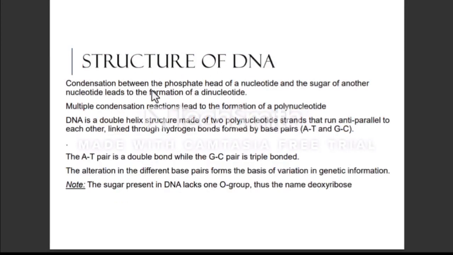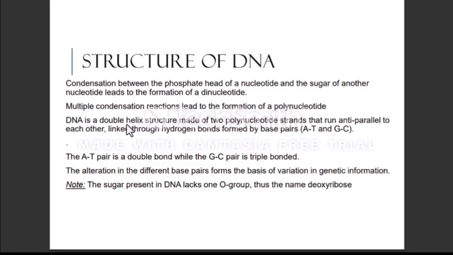So condensation between the phosphate head of a nucleotide and the sugar of another nucleotide leads to the formation of a dinucleotide. That condensation reaction leads to the release of water, and the bond that links the two nucleotides together is called the phosphodiester bond. So it is not hydrogen bonds here, you should note. Multiple condensation reactions can lead to the formation of a polynucleotide, which can form a DNA strand.